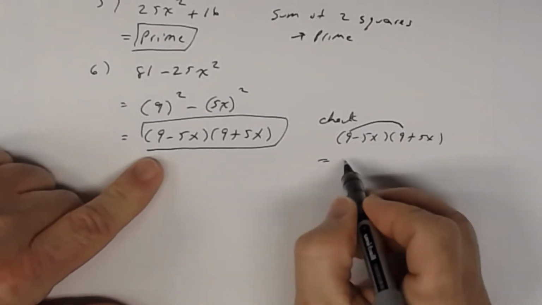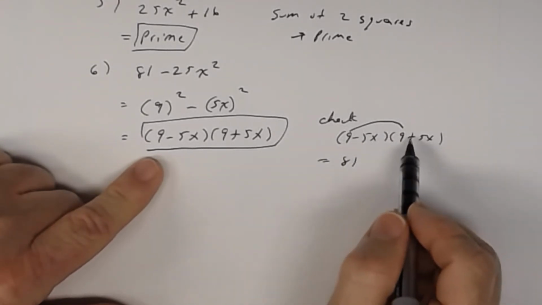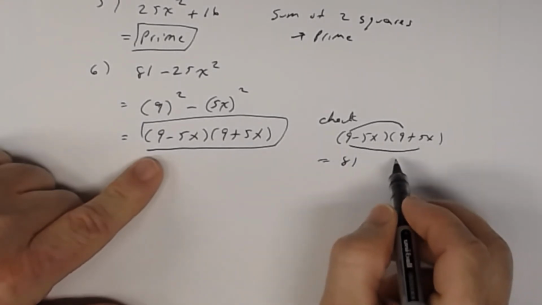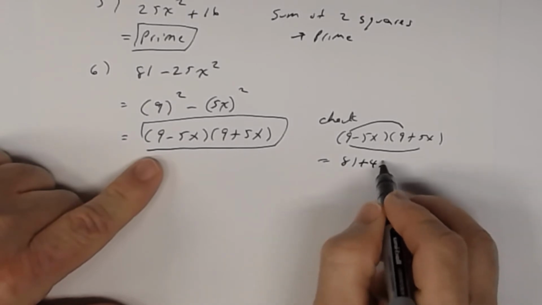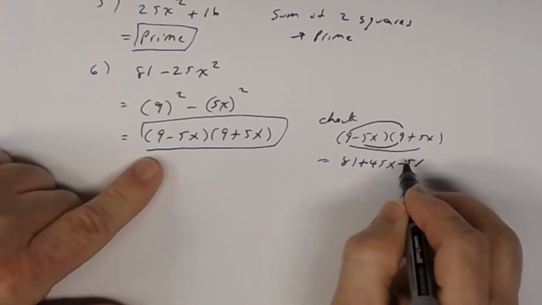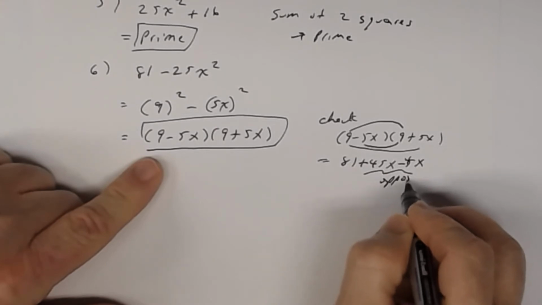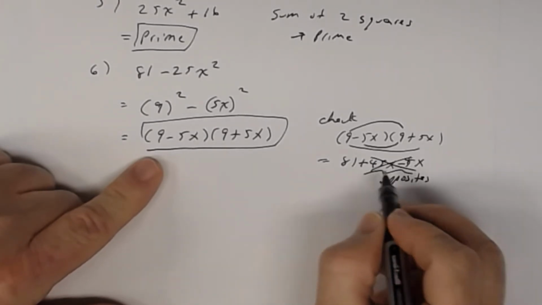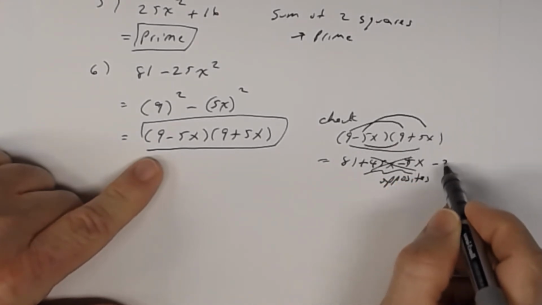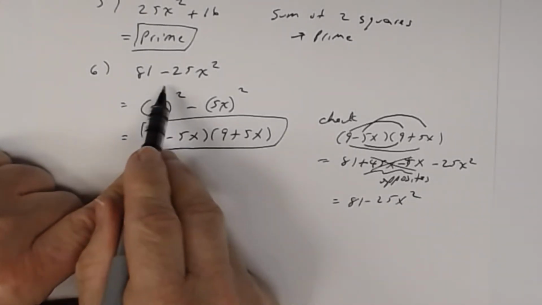So 9 times 9 is 81. And remember the difference of two squares. See how these two binomials are almost identical except for the signs? And that means that when you do the outer, 9 times 5x is 45x, a positive. And the inner, negative 5x times 9 is a negative 45x. These are opposites, so when you add them up, you're going to get 0. And then a negative 5x times a positive 5x is a negative 25x squared. And so we get 81 minus 25x squared, and that's what you wanted.